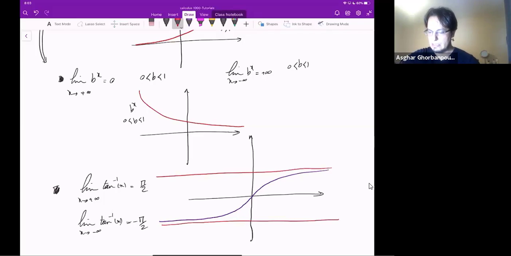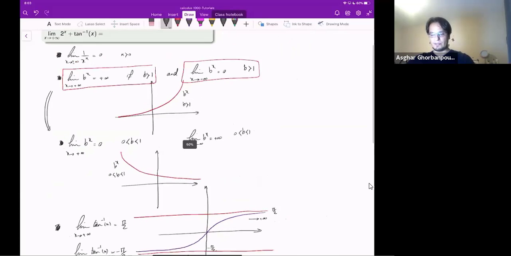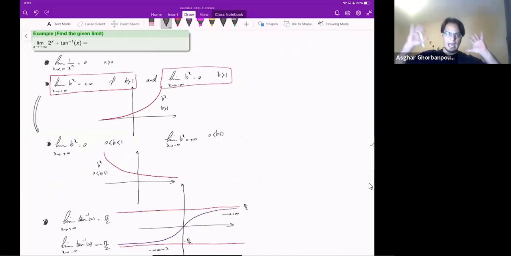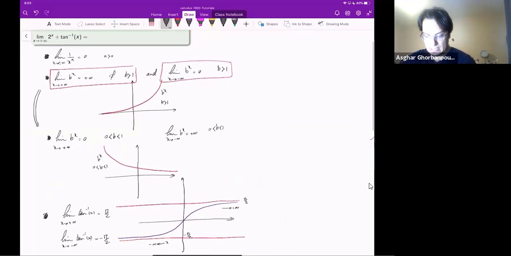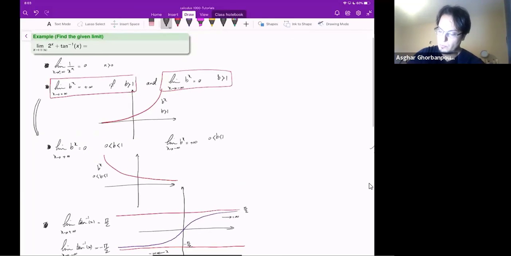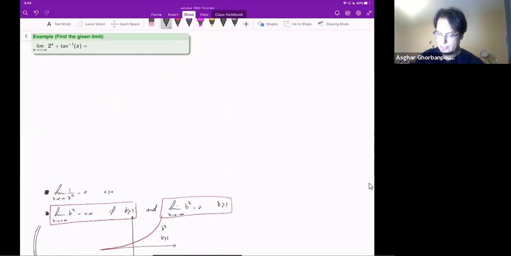So as x goes to plus infinity, you get pi over 2. As x goes to negative infinity, this goes to negative pi over 2. So these are basically three things that you have to know to start with when you're working with limits at infinity. But what does that bring for us? So let me just push everything down there.